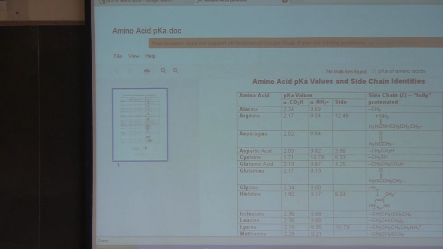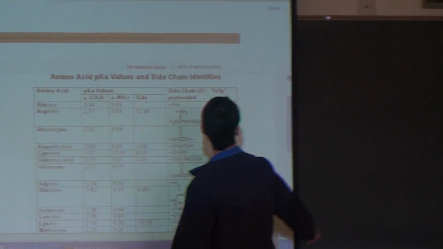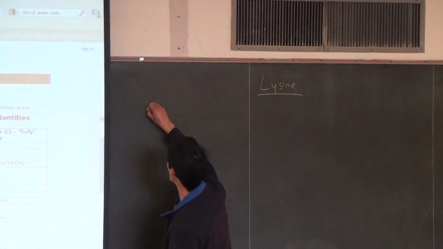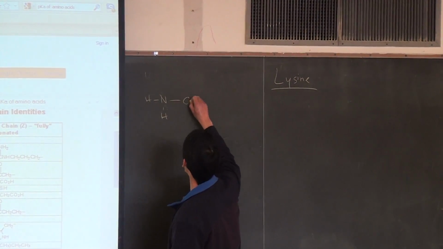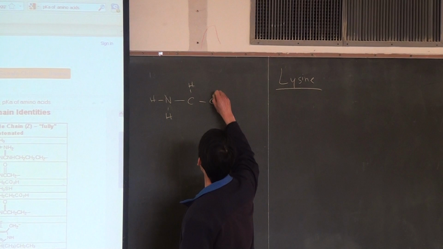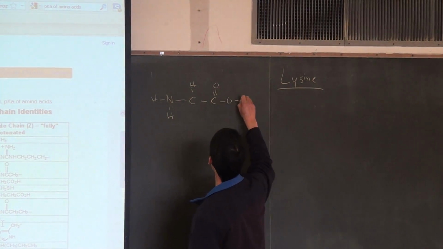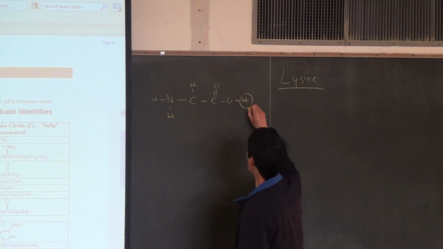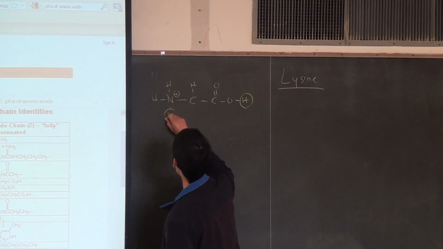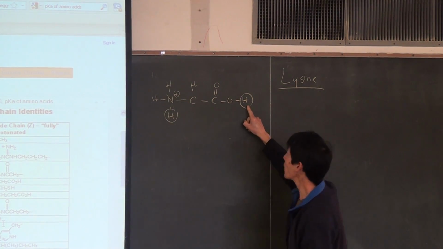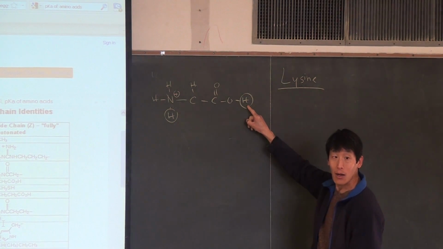Now, before we start, let me say that this is the general structure of an amino acid. So it's this structure here. We have the amino group. Okay, so I'm going to draw it this way. These two protons circled are the protons which are donated by the amino acid.